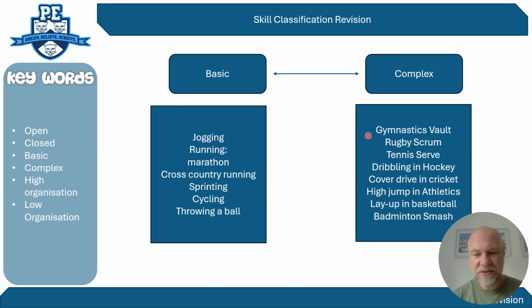And then complex skills, and if you notice, they're all quite specific. They have the name of the sport and then the skill in the sport. So gymnastic vaulting, rugby scrummaging, tennis serves, dribbling in hockey, and so on and so forth. So if you're thinking about it, think of the specific sport skills that are probably a little bit more difficult. And always have your own sport in your background. What's the sport you play and what sort of skill is slightly more difficult in that sport.